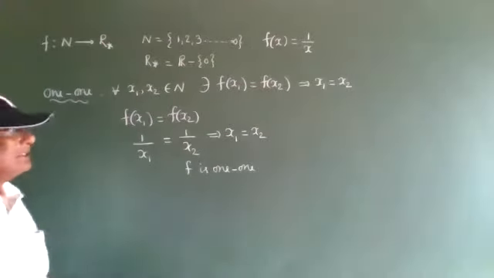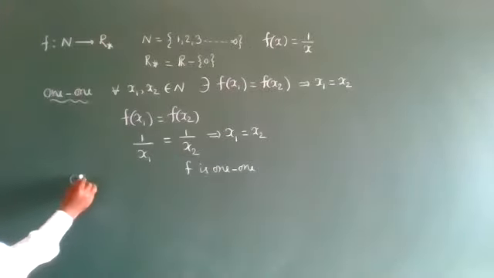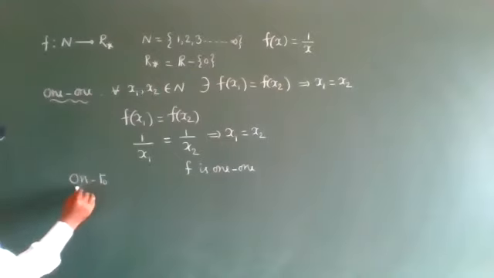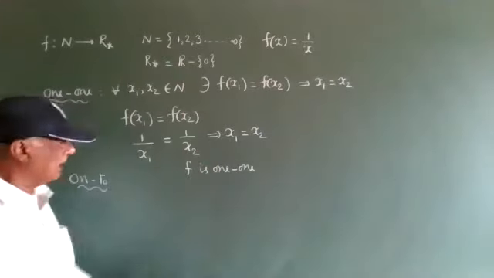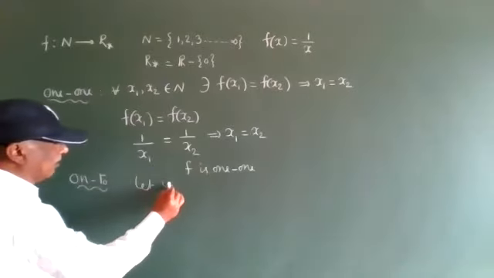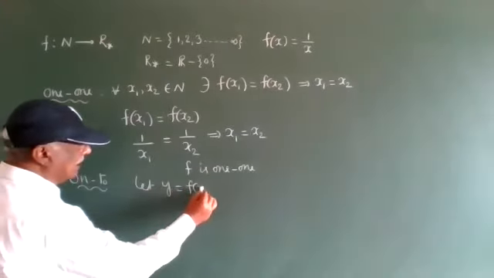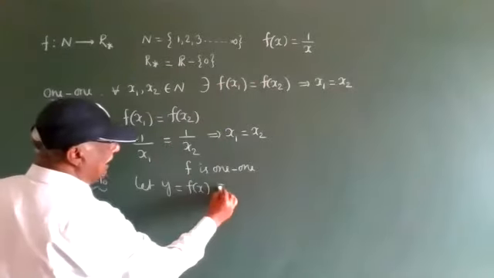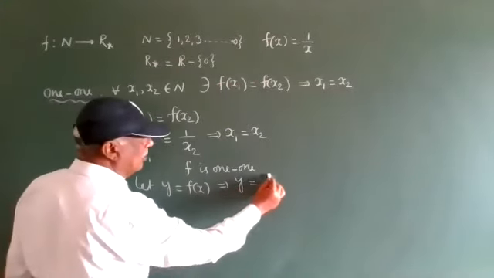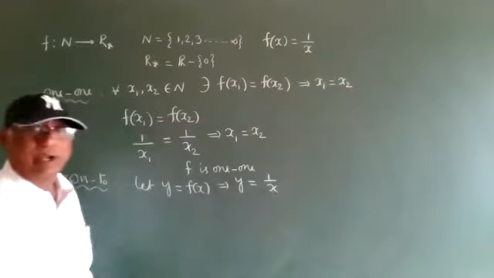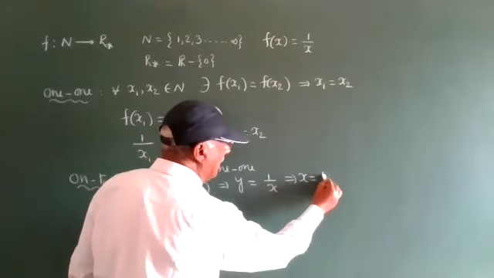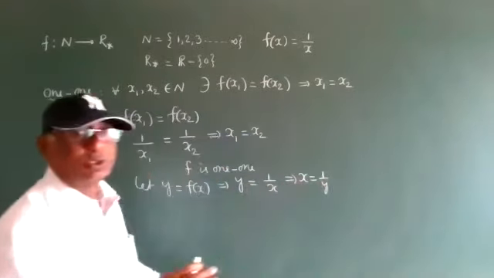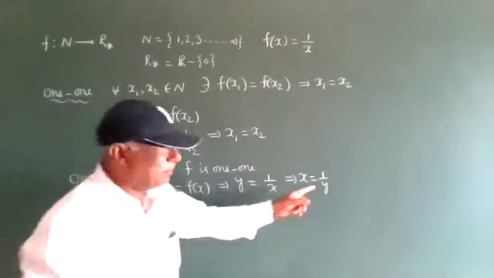Now I will check onto. Everyone see the onto definition. Let y be equal to f of x. Since f of x is given, write y is equal to 1 by x. From this, find the x value: x is equal to 1 by y. Now substitute y values in that place.